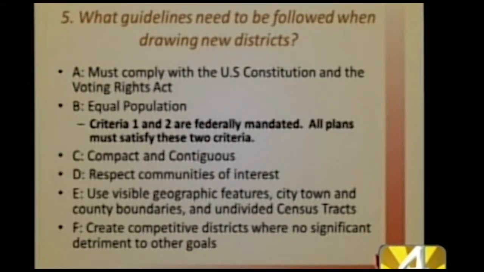Well, I can respond a bit. I'm the lawyer for the commission, and that's the language of our state constitution.